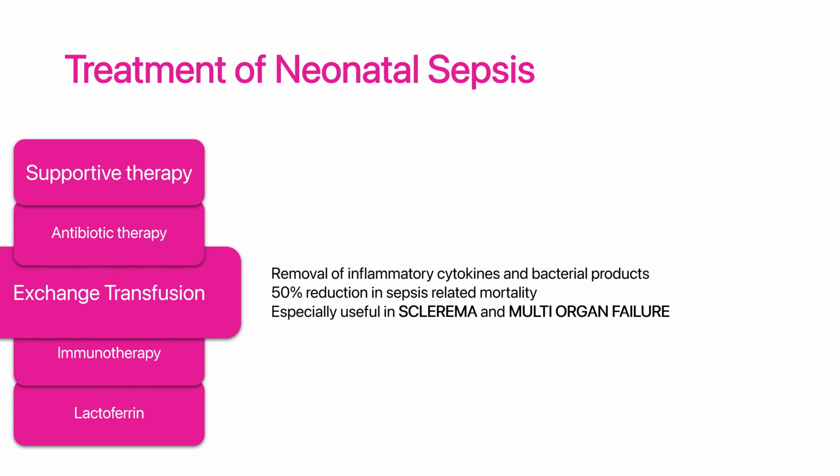Next is exchange transfusion. What does exchange transfusion do? Basically, it removes the inflammatory cytokines and bacterial products. It leads to a 50% reduction in sepsis related mortality, and it can be especially useful in cases of scleroderma and multi-organ failure. So if a patient suspected to have neonatal sepsis is not responding to conventional antibiotic therapy, and or there is presence of scleroderma or multi-organ failure, then we can consider exchange transfusion as a modality of treatment.